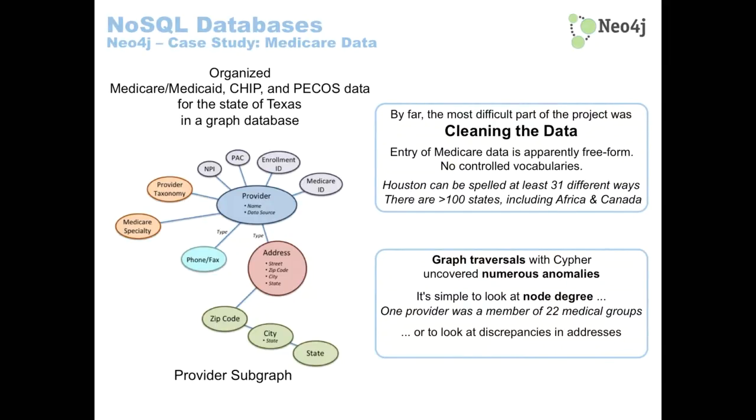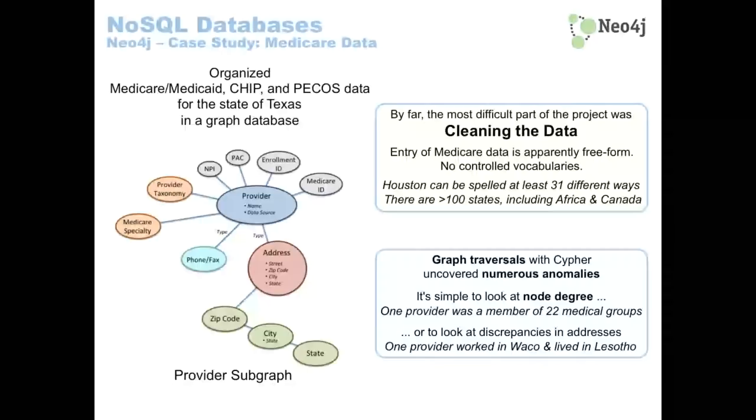So there was another provider, to look at discrepancies in addresses. There was another provider who worked in Waco, which is a town in Texas, and lived in Lesotho, which is a country completely surrounded by South Africa. So just a couple of very suspicious things that we found in the data.